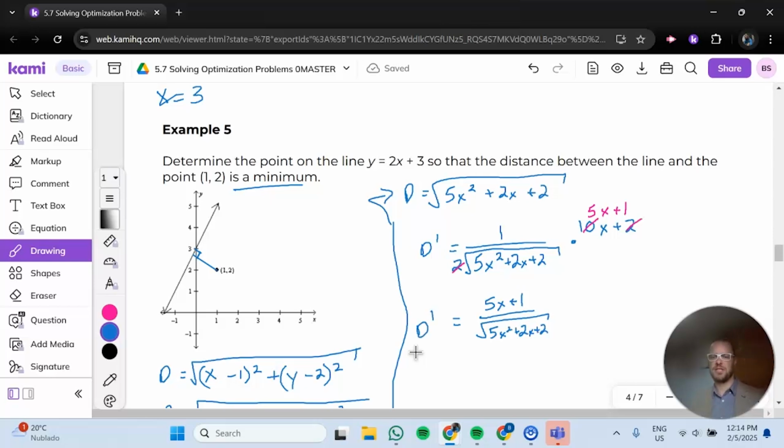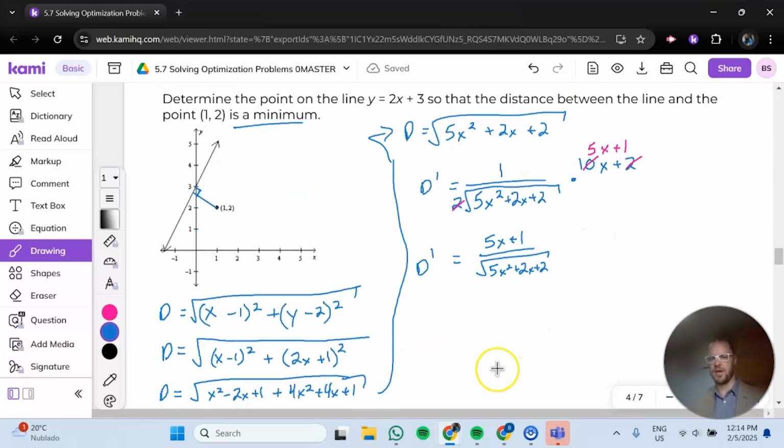And if we want this thing to be 0, we really just need to worry about the top there. And so that means that it's going to be 0 at negative 1/5. So we can look at negative 1/5 here. And let's plug in some easy numbers, 0 and negative 1, to check it. Okay? So let's do 0 first, because that's the easiest. If I put in 0 here, I'm going to get 1 over the square root of 2, which is positive.